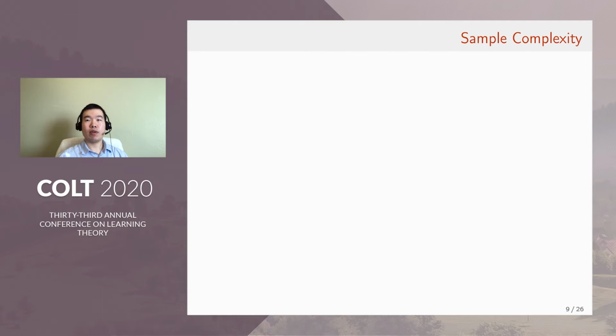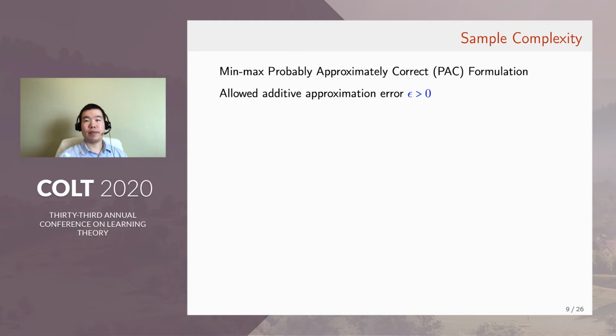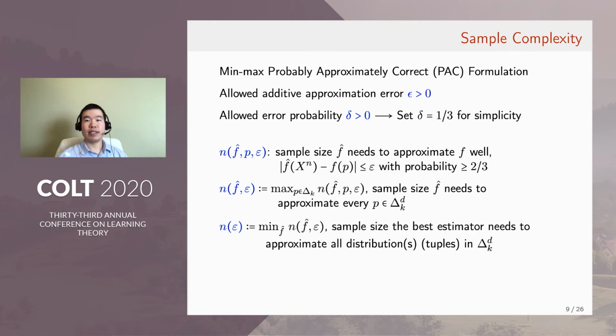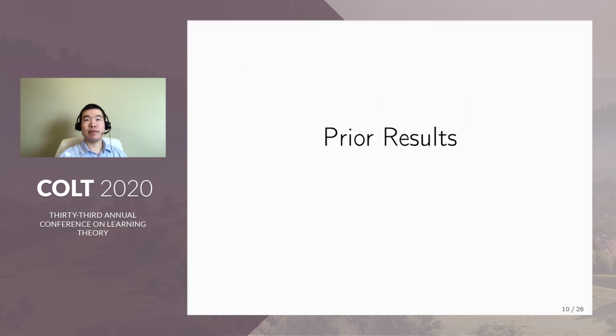So how do we evaluate its performance? We use the standard sample complexity formulation, or the PAC formulation. We allow an additive approximation error of epsilon, and allow an error probability of delta. Again, for the simplicity of the talk, I'll set delta equal to 1/3. Then n_f(f̂, p, ε) is the sample size f̂ needs to approximate f well. And n_f(f̂, ε) is the sample complexity of f̂, which is an estimator. And finally, n_f(ε) is the sample size of the best estimator. It's the sample capacity of estimating f.